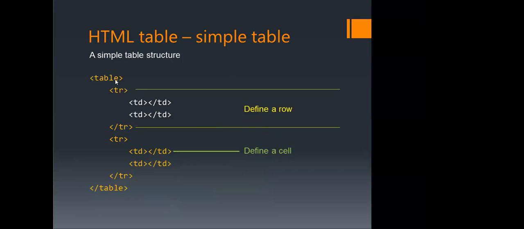The main tag is going to be the table tag. It will be followed by tr, the table row, and td, which defines a cell. tr will be the row, and td will be the table data.